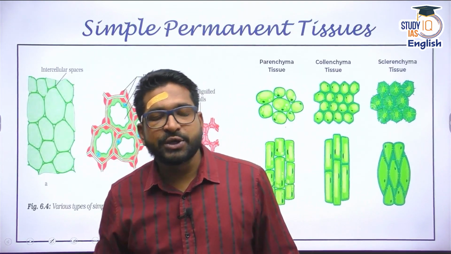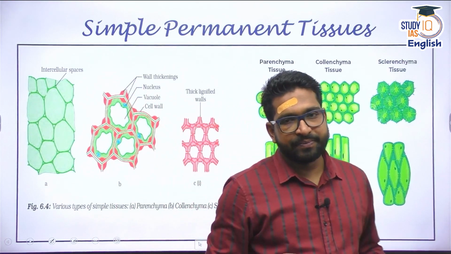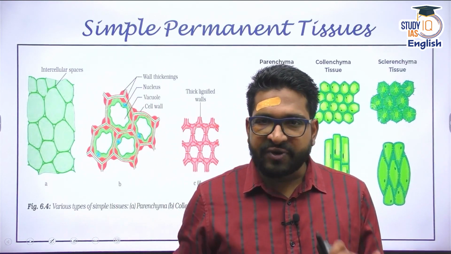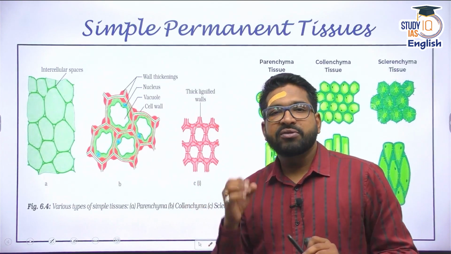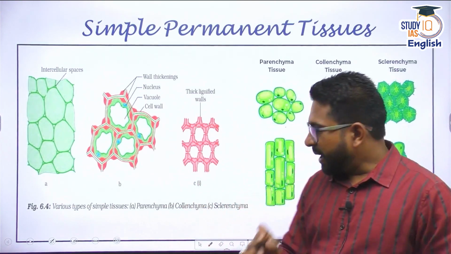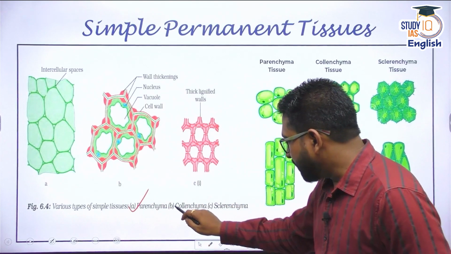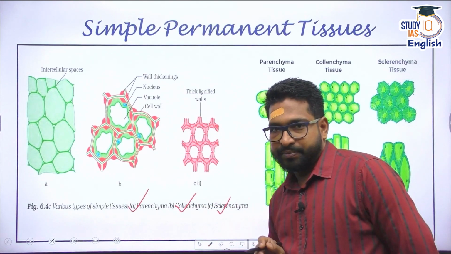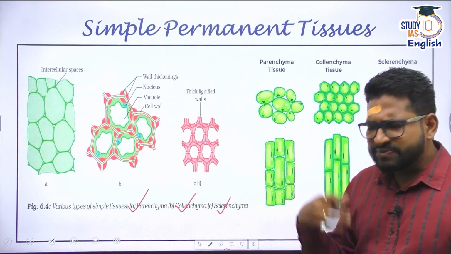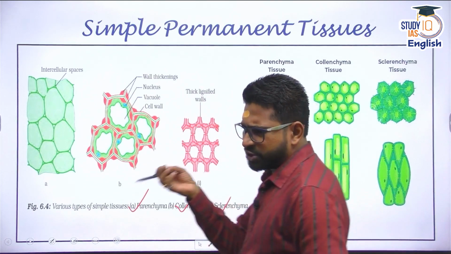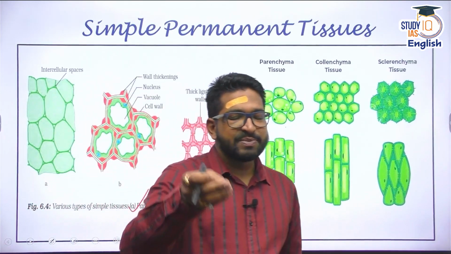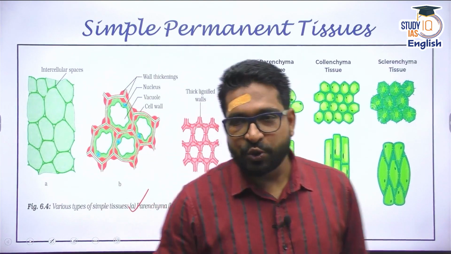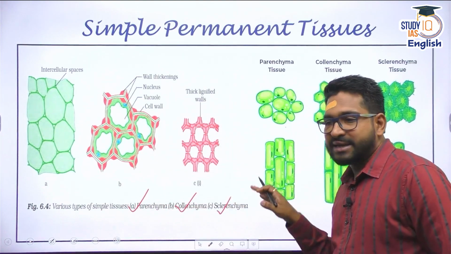Now, simple permanent tissues are of three types. You might find these words a little complicated, but I hope you will remember these. There are three simple permanent tissues: Parenchyma, Collenchyma, and Sclerenchyma. Now, to remember these, whenever you go out next time, when you watch a tree, try to categorize the tissues or cells by looking at them, right? So, Parenchyma, Collenchyma, and Sclerenchyma.